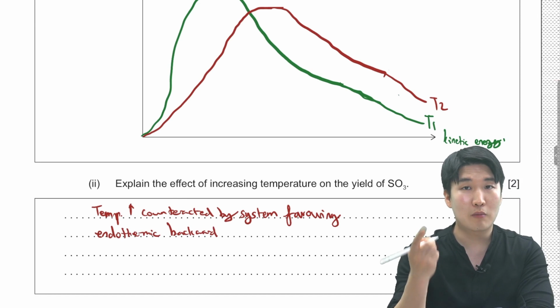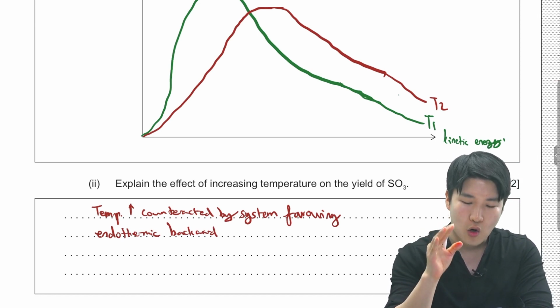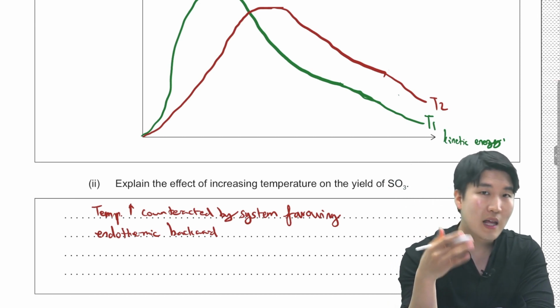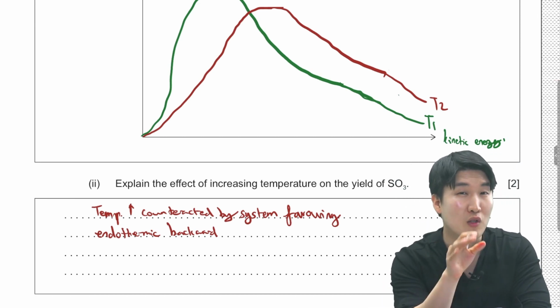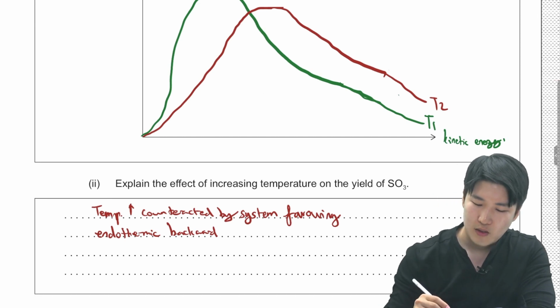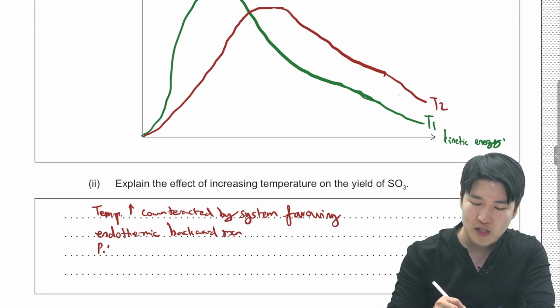Yes, to be able to answer questions like these, we have to be given the information of the forward reaction enthalpy change value. We don't need the specific value, but we need to know if it's positive or negative. Endothermic backward reaction. As a result, the position of equilibrium shifts to the reactant side.